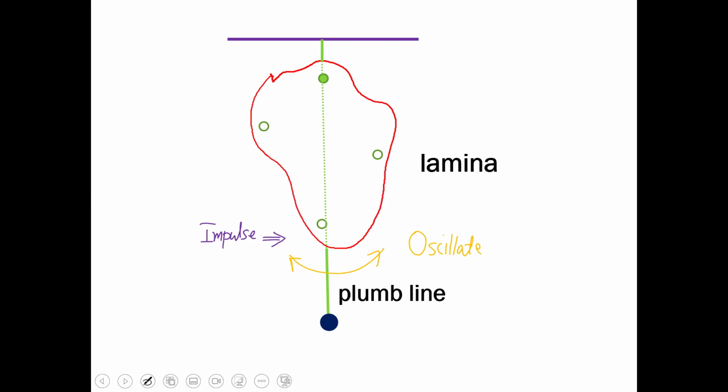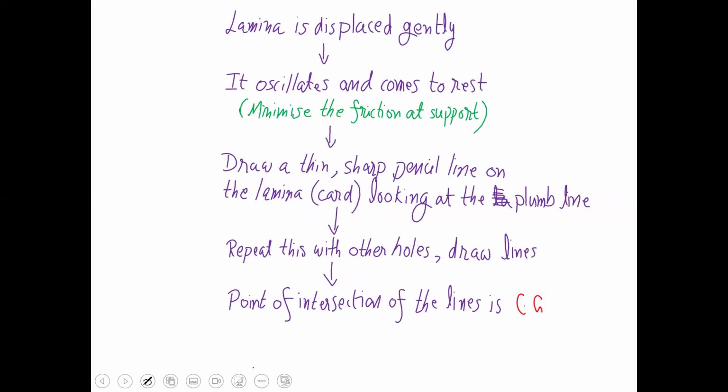So we initiate by an impulse. We push the card gently and allow it to oscillate. It will swing and come to a position. Now you have to copy this screen, the procedure. I'm just coming in a minute. Copy this screen.